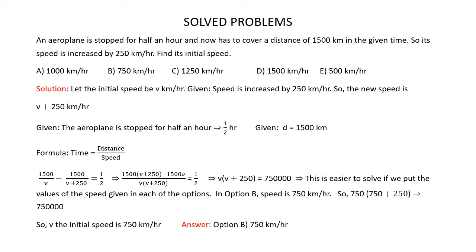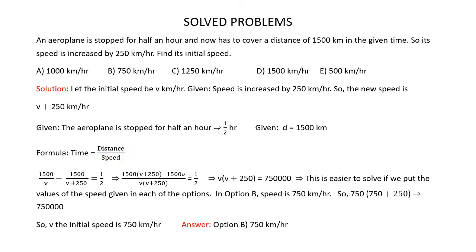It's given that speed is increased by 250 kilometers per hour. So the new speed is V plus 250 kilometers per hour. It's also given that the aeroplane is stopped for half an hour. So the difference in time is 1 by 2 hours. Also, it's given that the distance is 1500 kilometers. Now we know that time is equal to distance divided by speed.